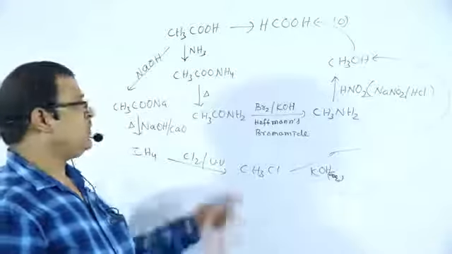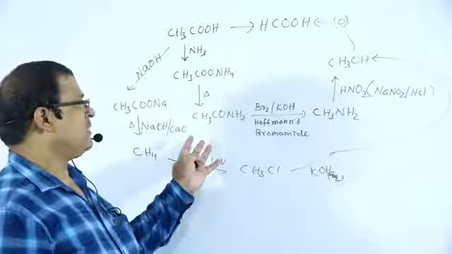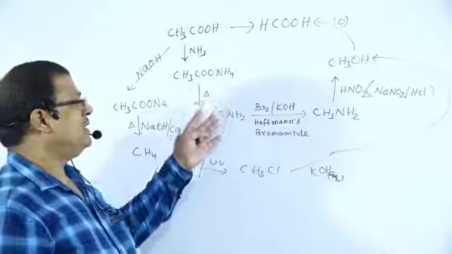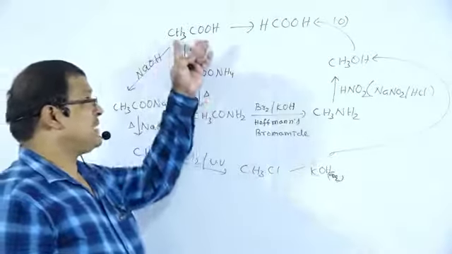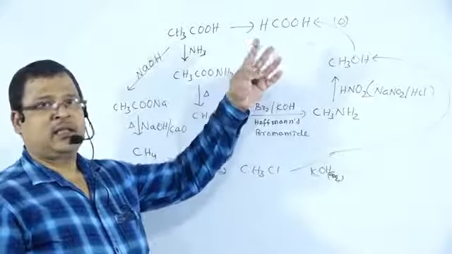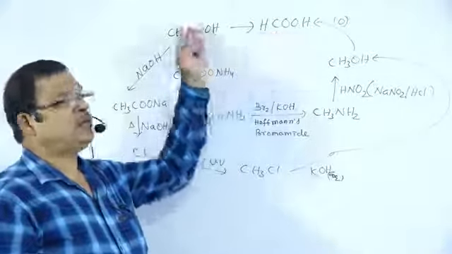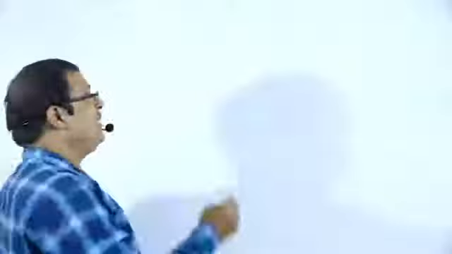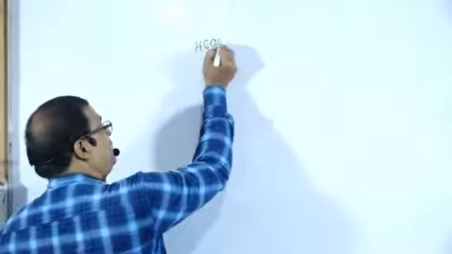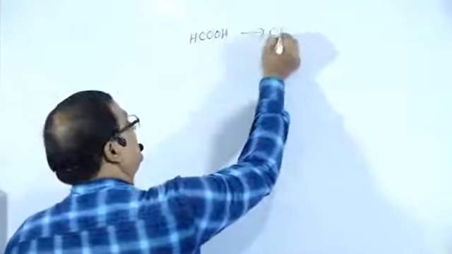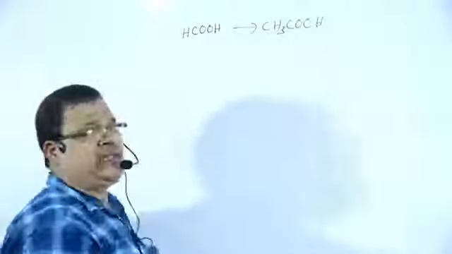So these are the two methods. Either you can proceed in this manner or in this manner, but this will be the most preferred one. So these are the two methods for the conversion of acetic acid to formic acid. Next we will go for the opposite one, that is formic acid to acetic acid. Next, the conversion of formic acid HCOOH to CH3COOH. There is the increase of the carbon atom.